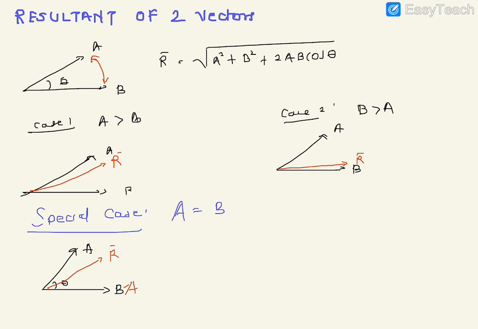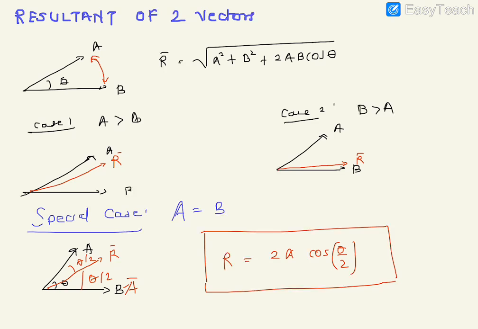So my resultant will be lying between the two. This is theta by 2 and this is theta by 2, and the value of this resultant we can calculate, and that would be 2A cos theta by 2. I want you to remember this throughout the EMT course, or whatever you are taking, let it be at the BSc or MSc level.